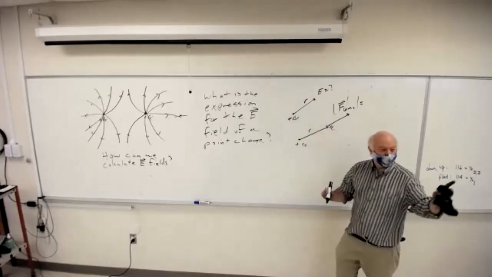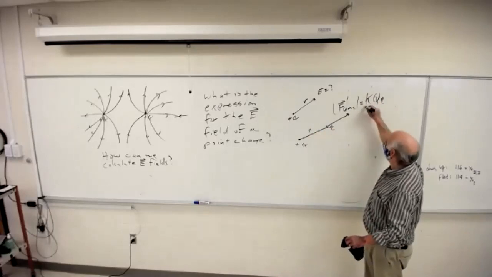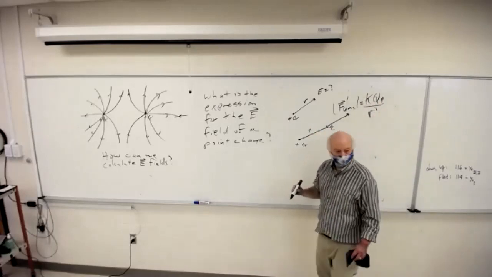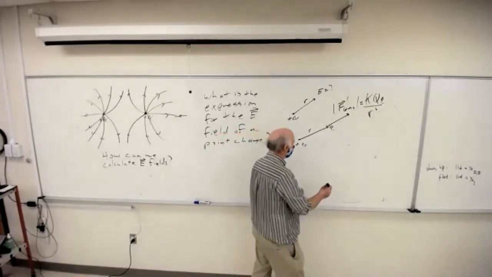Okay, so K, big Q, little q over R squared. You have to chant it. You can't chant Dr. Seuss, you can't do anything.